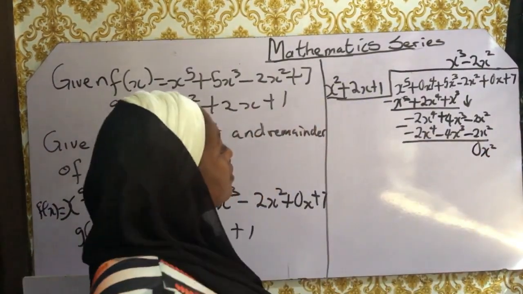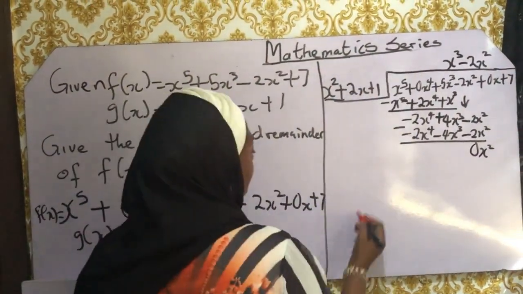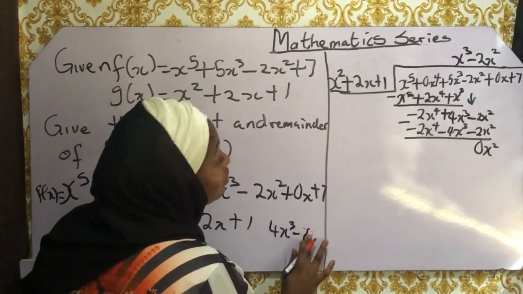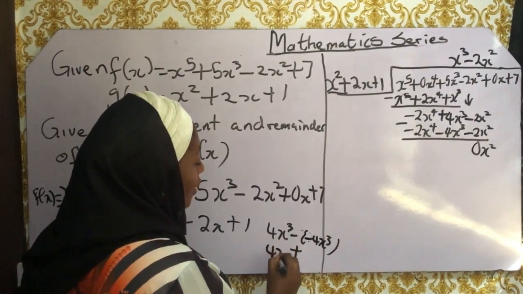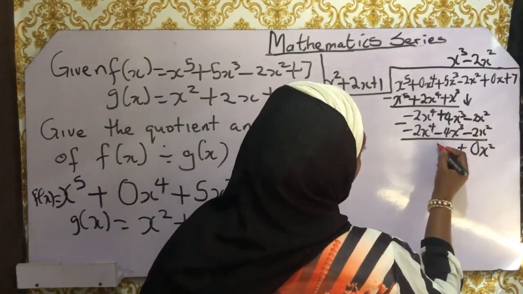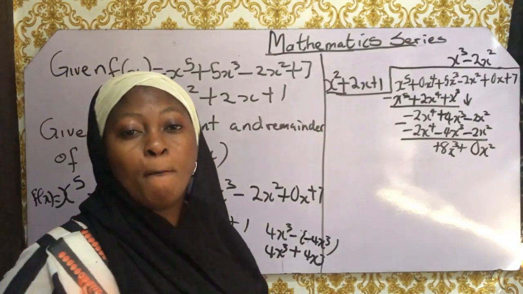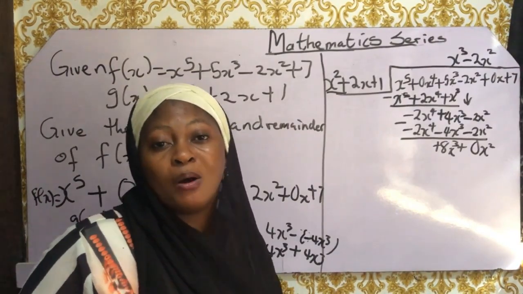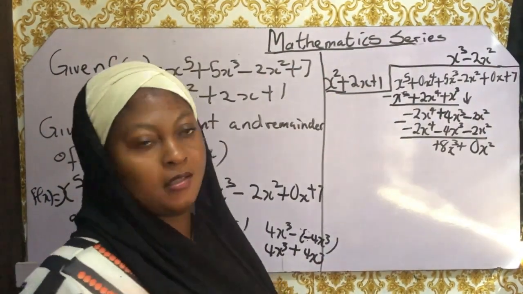Then you have 4x cubed minus negative 4x cubed. Minus times minus changes to plus, so you have 4x cubed plus 4x cubed. That will give 8x cubed. So plus 8x cubed. And minus 2x to the power of 4 minus negative 2x to the power of 4 will also give 0, because it becomes negative 2x to the power of 4 plus 2x to the power of 4, because minus times minus gives plus.